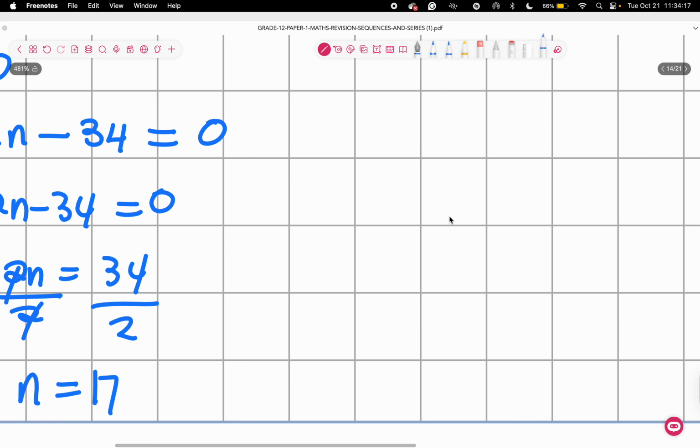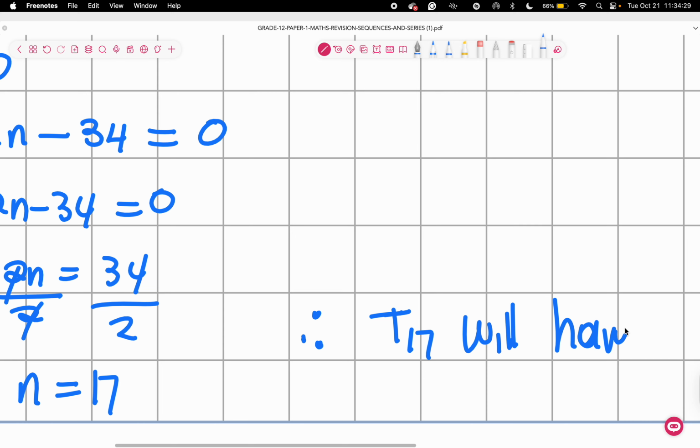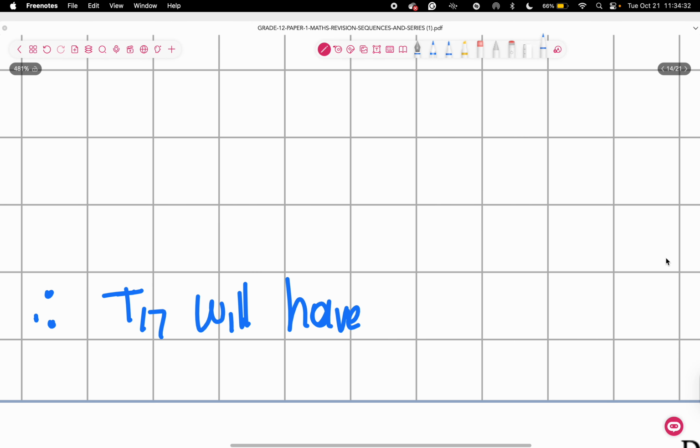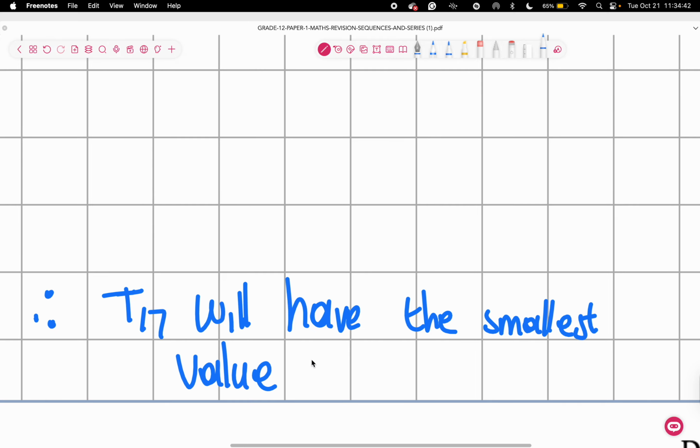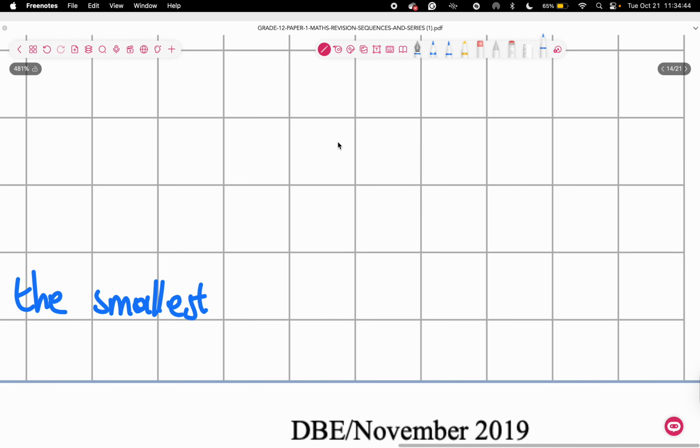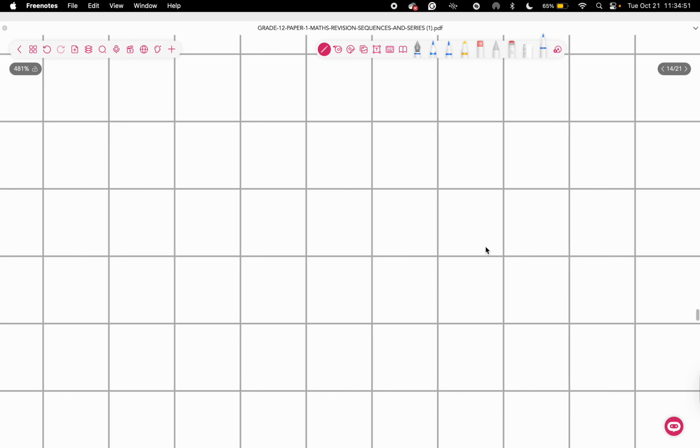Then you must answer the question. Therefore, T17, or term number 17, will have the smallest, what's happening with my voice? The smallest value. Then you've answered the question. Then you are done. Then smiley face.